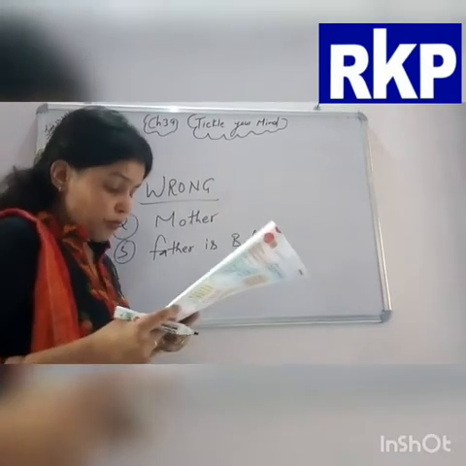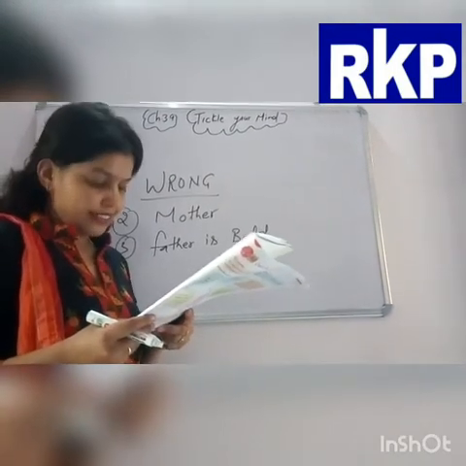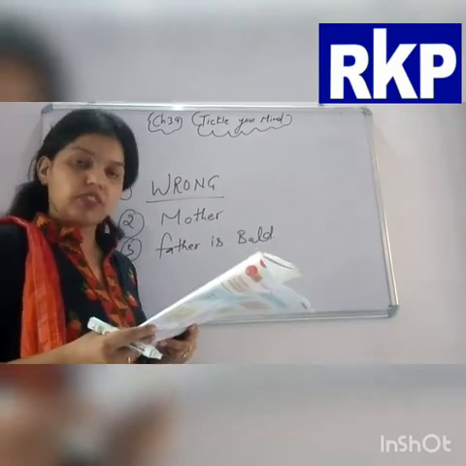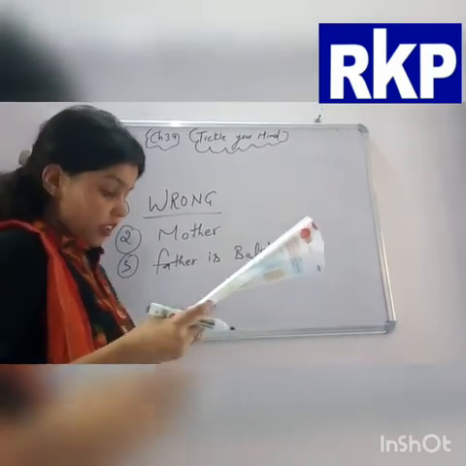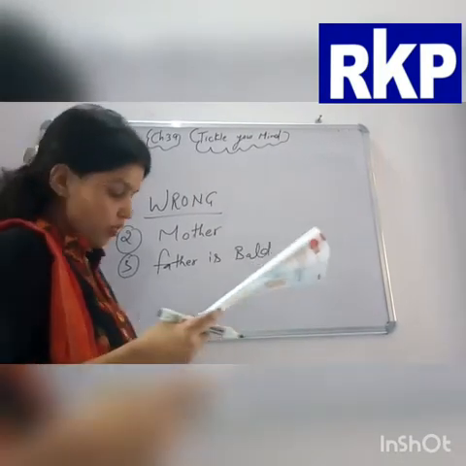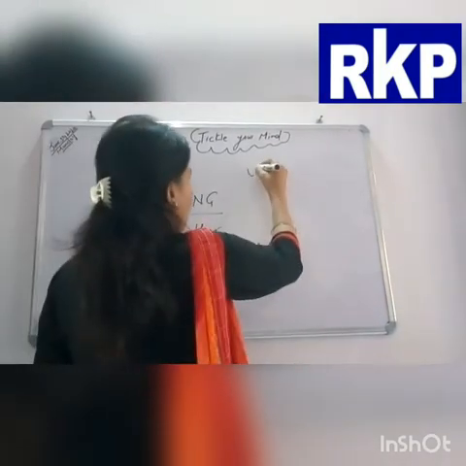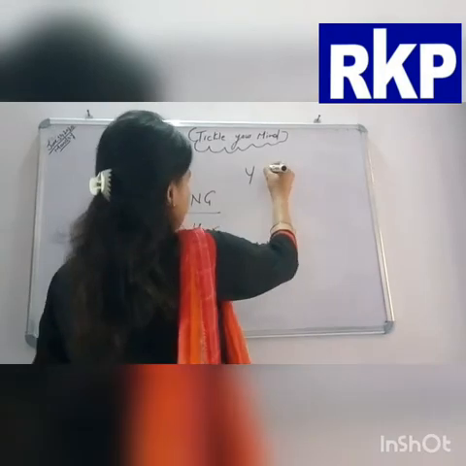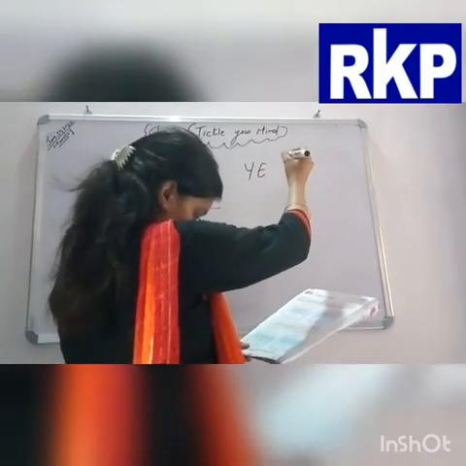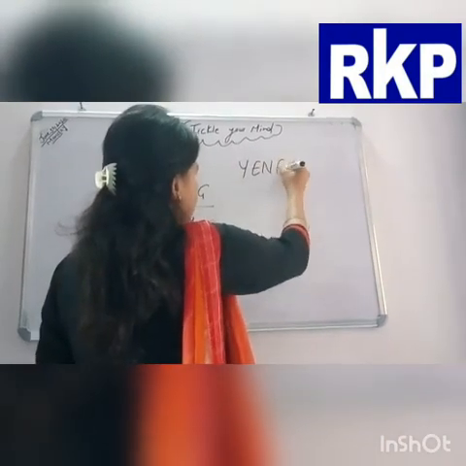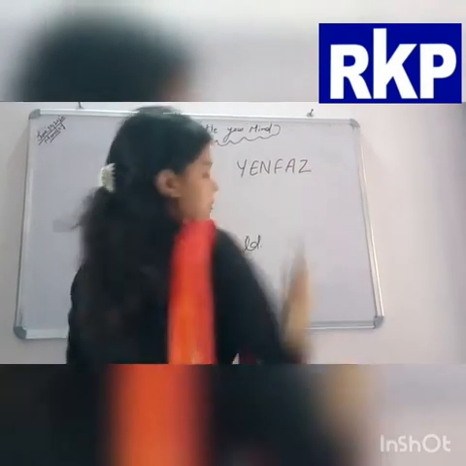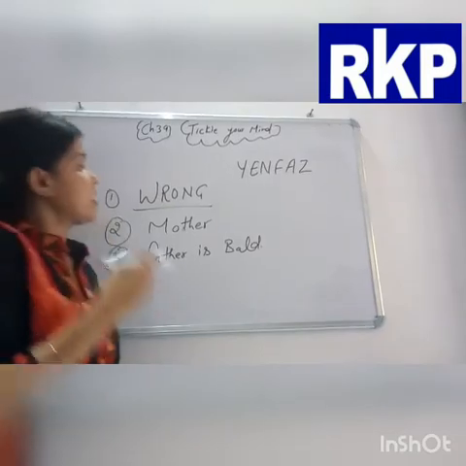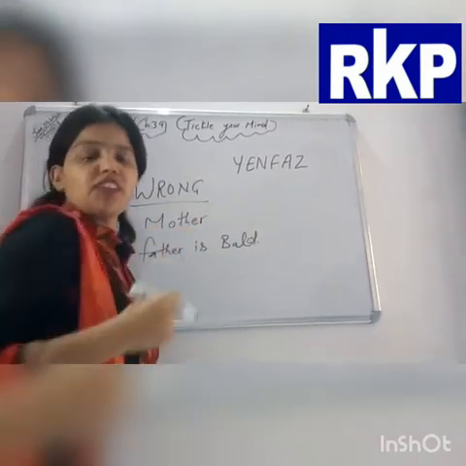Now come to the fourth question. Fourth question is, which of the following letter designs is not like the other five? Six letters are given here. What are these letters? Y, then next is E, the next is N, the next is F, the next is A, and the last is G. Now it is asking which letter is different from all the other 5 letters.